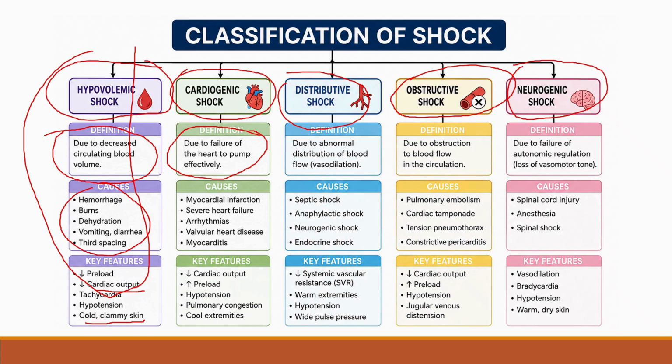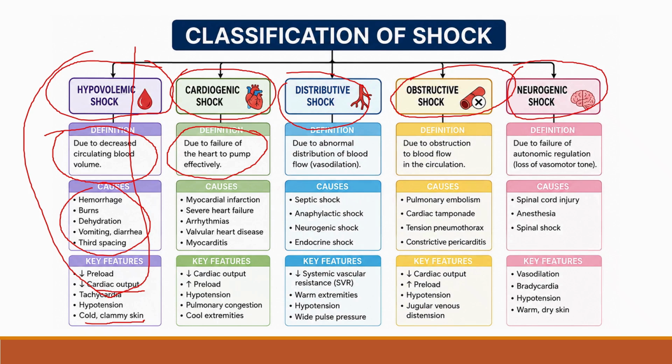Next, cardiogenic. In the cardiogenic, of course, it is happening in the heart, which is not able to pump efficiently. So the causes are myocardial infarction, severe heart failure, arrhythmia, valvular heart diseases, and myocarditis. So these are the reasons for the cardiogenic shock.